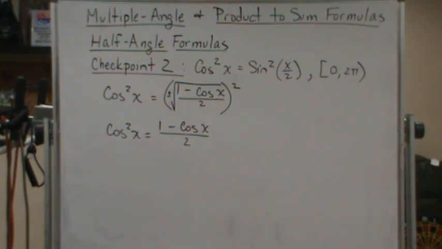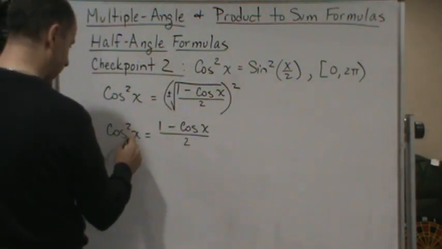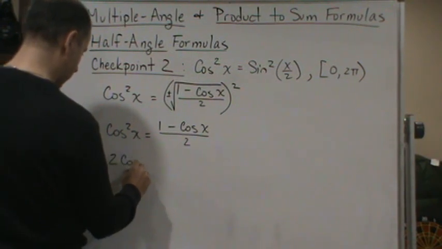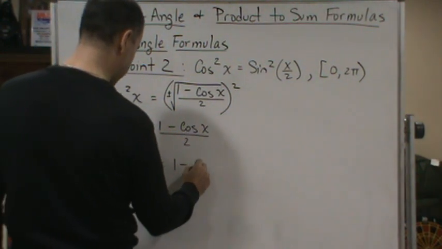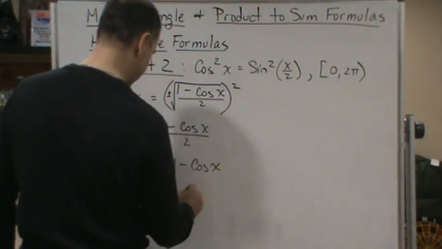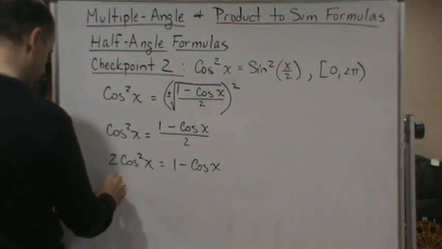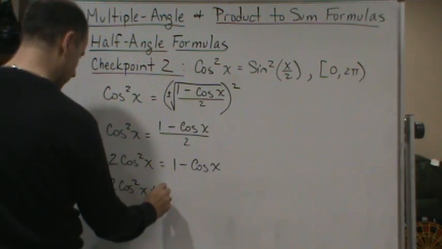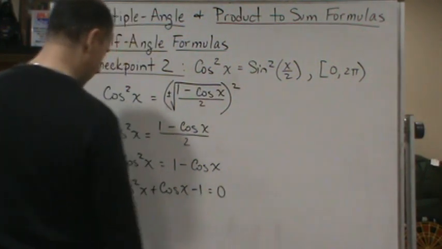And so now we're going to simplify. So we multiply both sides by 2. So that'll be 2 cosine squared x equals 1 minus cosine x. And so if we move everything to the left, it's going to become 2 cosine squared x plus cosine x minus 1 is equal to 0.